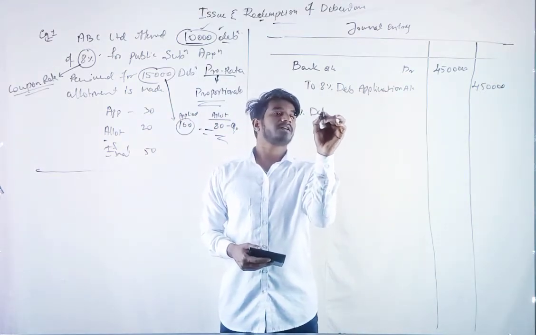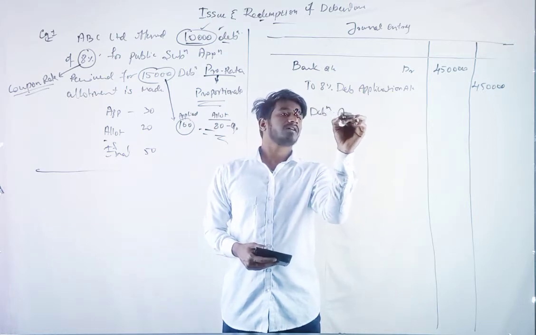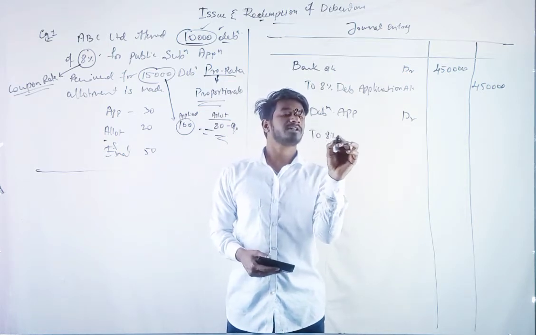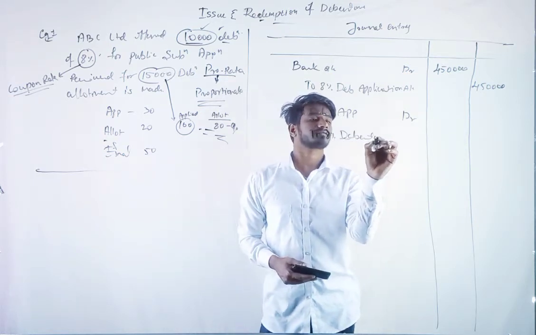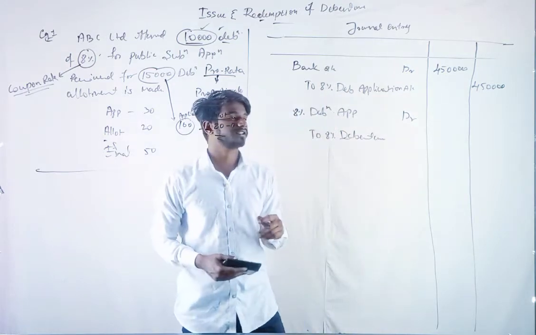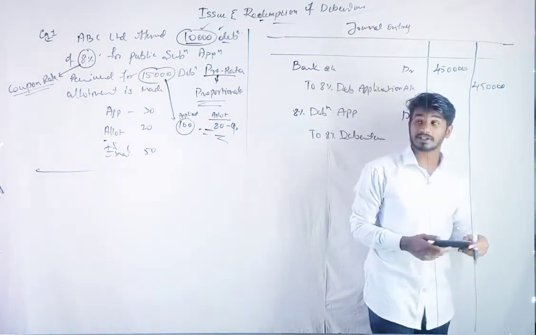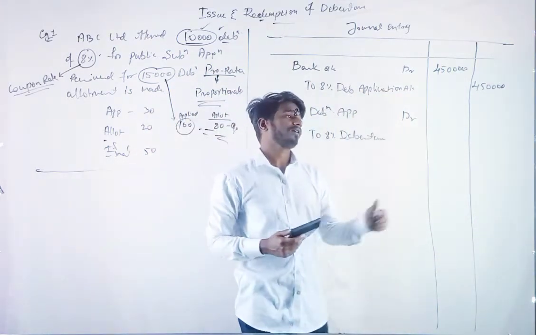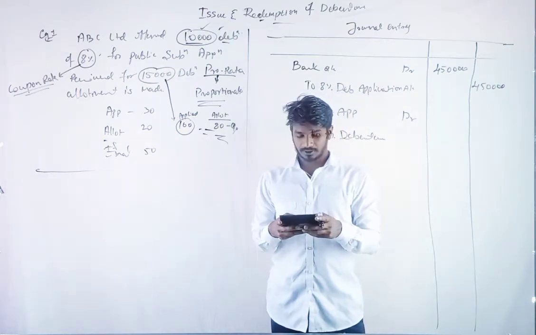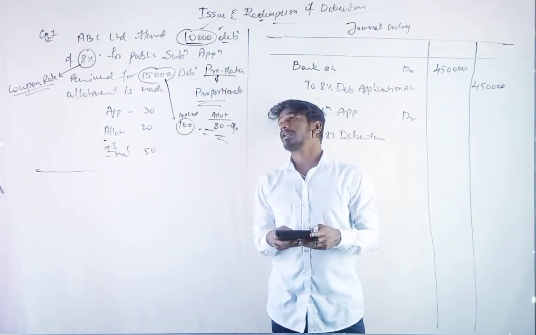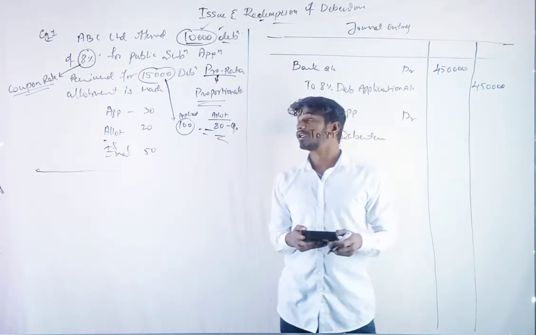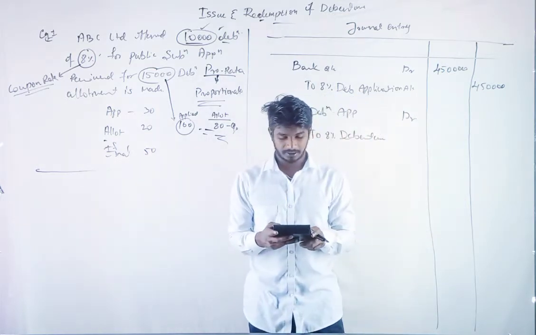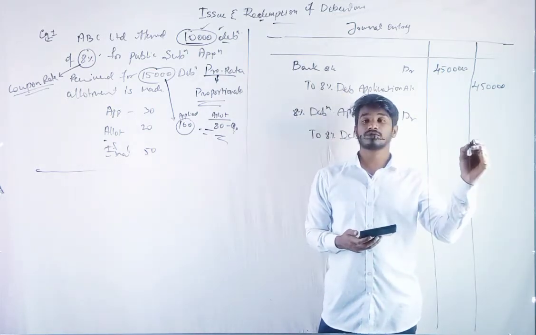8% debenture application debit to 8% debenture account. In your issue of shares, it is share capital. Here it is debenture. How much? We have made a pro rata allotment, right? Here 10,000, whatever we have issued into face value 100, right? Yes, 100. Sorry, 30. On application we have received 30, right? 10,000 into 30, 3 lakh rupees goes to the debenture account.